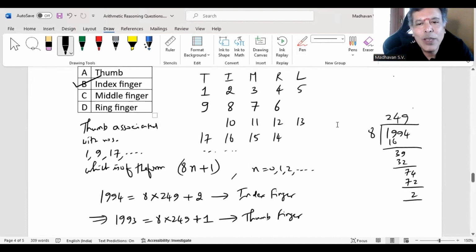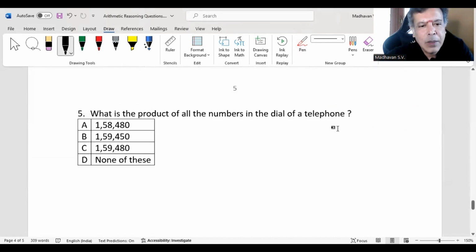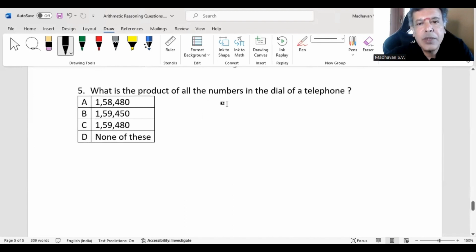So let us move on to the next question. What is the product of all numbers in the dial of a phone? The dial of a phone has every number from 0 to 9. That means if I multiply, it will definitely get multiplied with 0, which means the product should be 0, whereas in the options it is not there. So we have to choose none of the above or none of these. So the answer for this is option D.